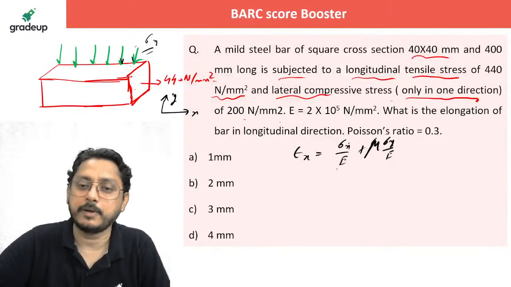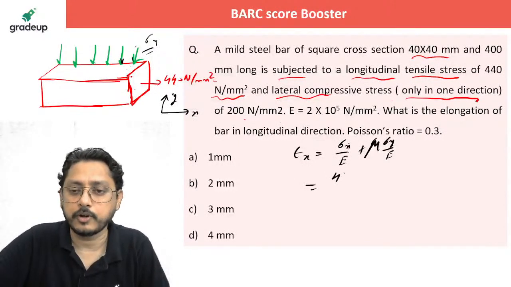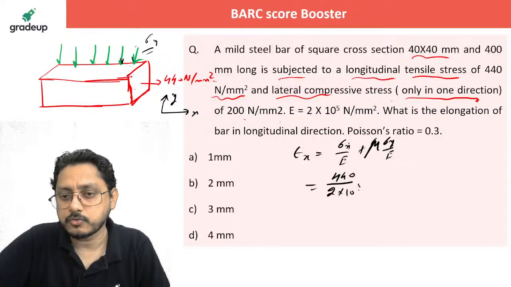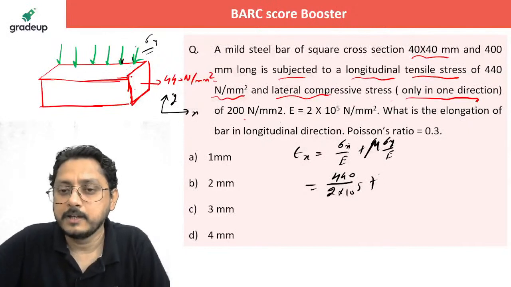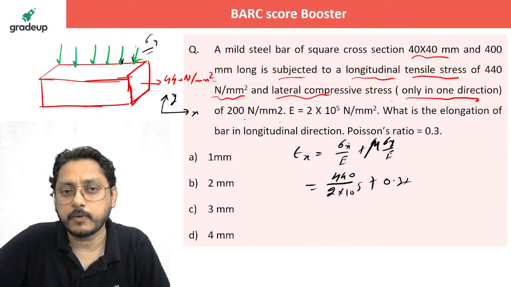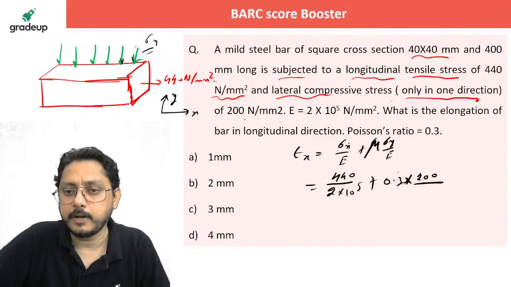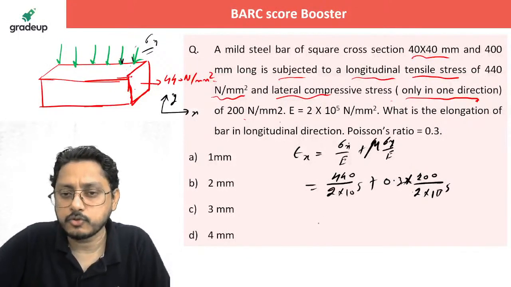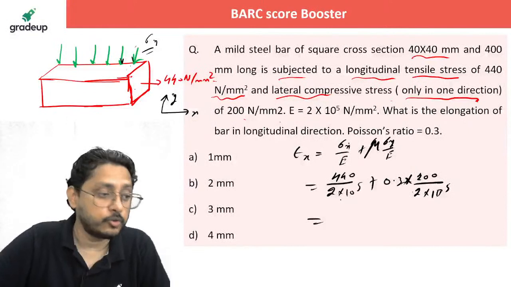Mu times sigma y by E. What is the value of sigma x? We have that, 440, and then E is nothing but 2 into 10 raised to 5. Then mu is 0.3, and sigma y, that lateral compressive stress value, what is that? That is also 200, divided by E, 2 into 10 raised to 5. Just do the calculation, and you will get the strain.